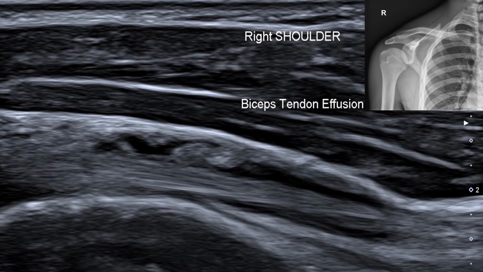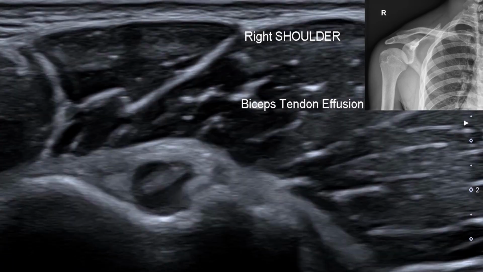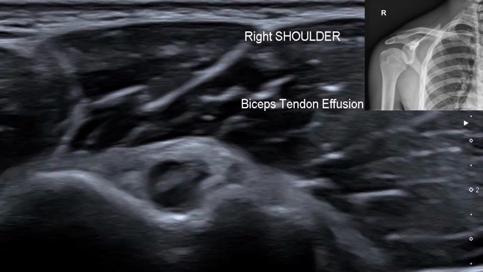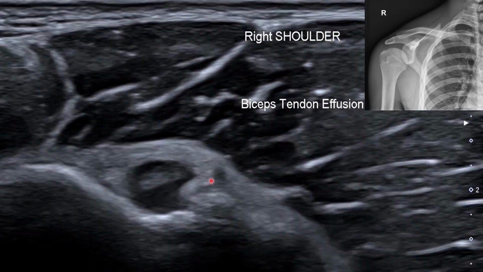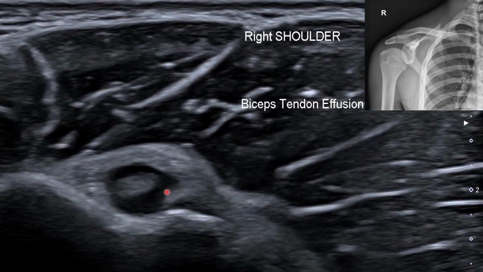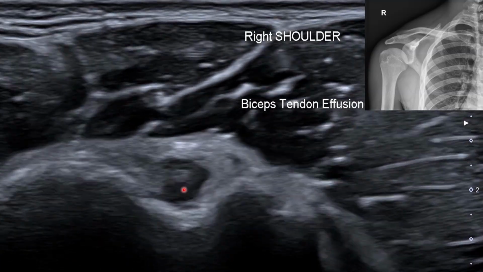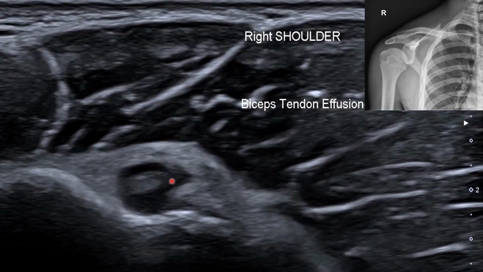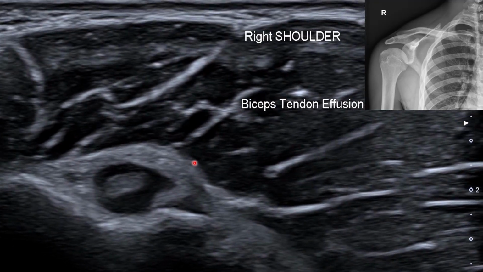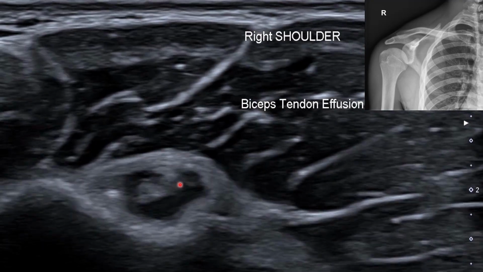So here we have a case where we have an inflammation of the biceps tendon sheath. You can see that there's an effusion around the biceps there. There is some fluid around the biceps tendon. This is the biceps tendon itself.